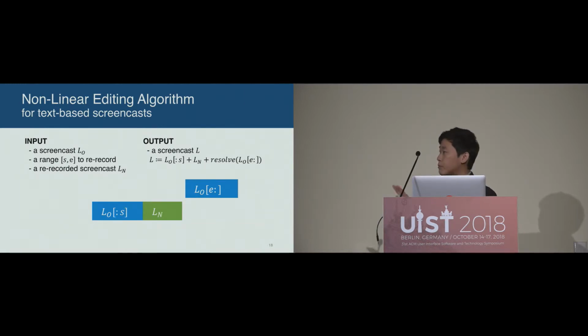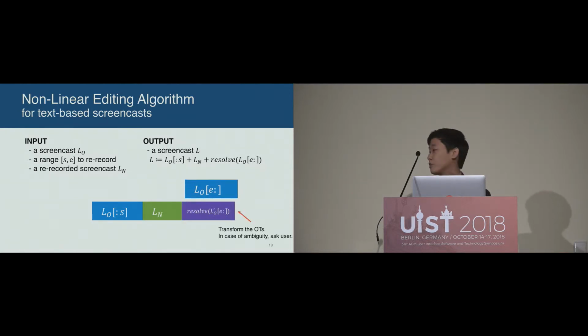And now we have to bring back the latter part that we took out from the screencast. However, we can't just append the latter part to the new screencast because it has a different historical context. In other words, the latter part is based on the original screencast that is no longer there. So we have to transform the latter part before we can append it to the screencast. And also, if there's an ambiguity occurring from this edit, we also have to ask the user to resolve the ambiguity during the transformation.